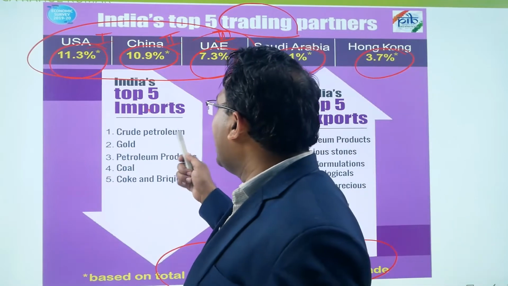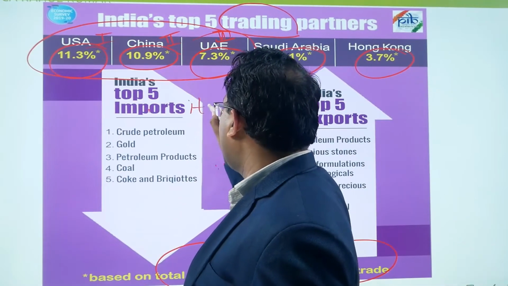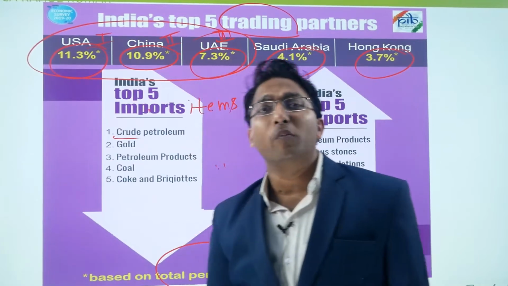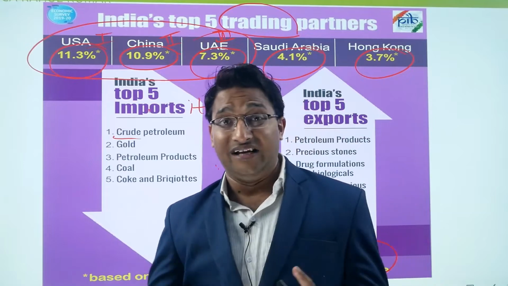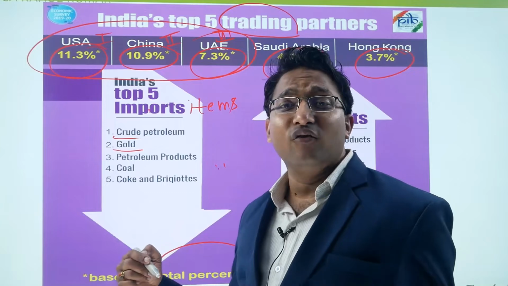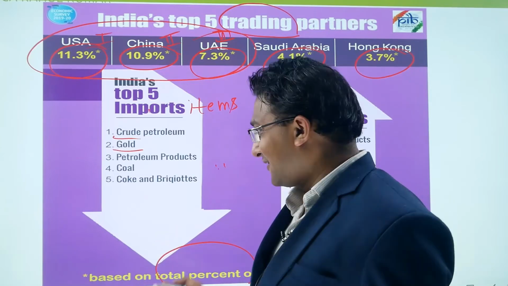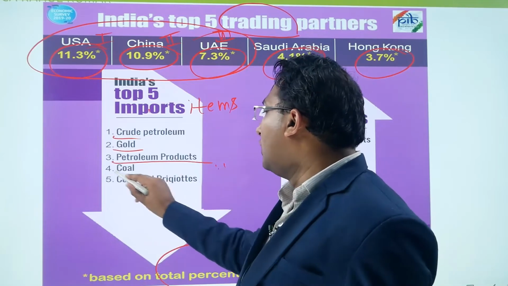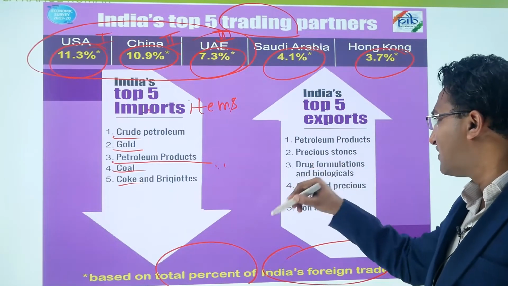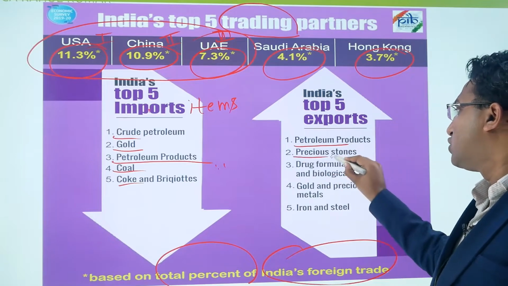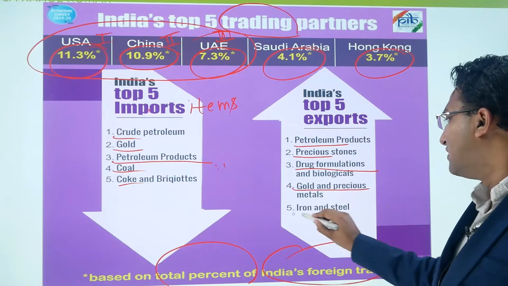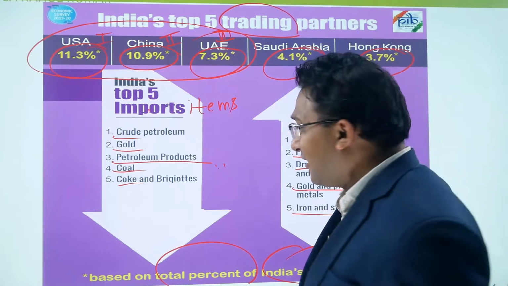India's top 5 import items. So what are the import items? The first item is the crude petroleum. Crude petroleum is the largest item. Second one is the gold. We are very fond of gold. We love gold a lot. Petroleum products, coal and coke. Top 5 export items we already discussed in the previous slide: petroleum products, precious stones, drugs, formulations and biologicals, gold and other precious metals, iron and steel.